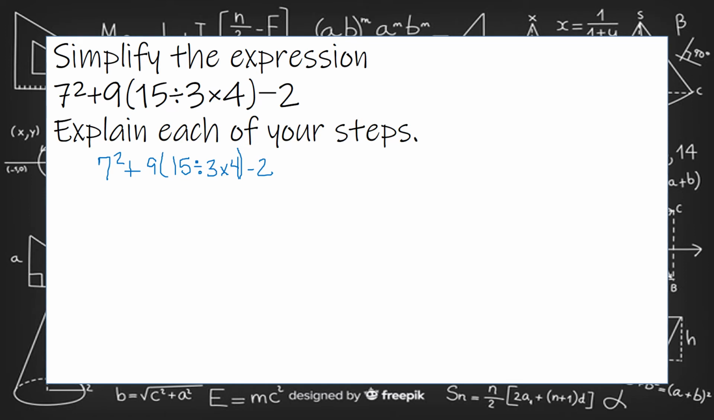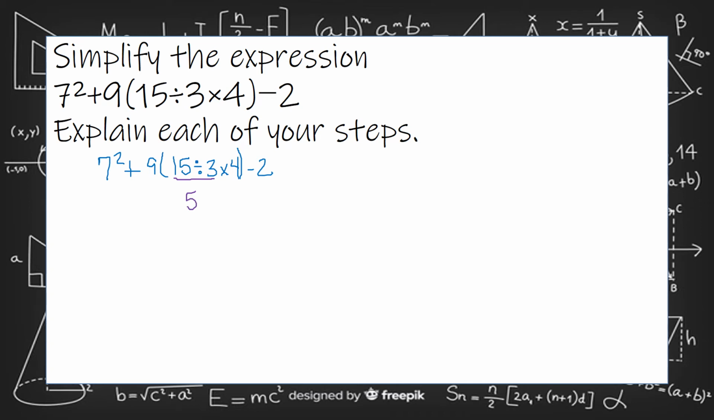Okay, so the first thing you need to do is look inside the parentheses. And inside the parentheses, you see a division and a multiplication. But remember, on Please Excuse My Dear Aunt Sally, multiplication and division are in the same line. So you're going to do those from left to right, whichever one appears first. So in this problem, it's 15 divided by 3. 15 divided by 3 gives me 5.